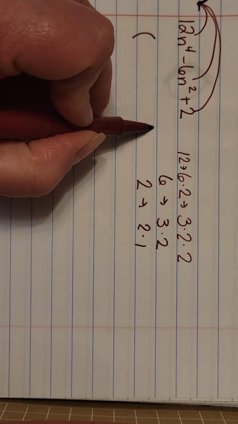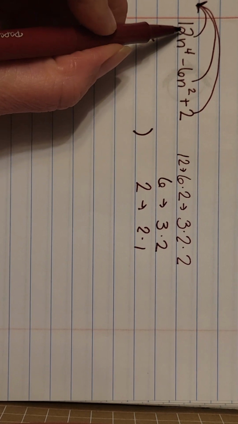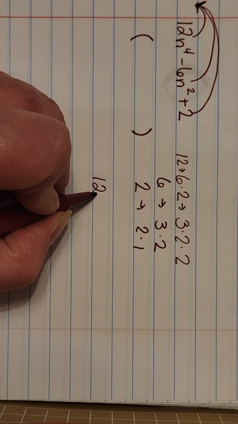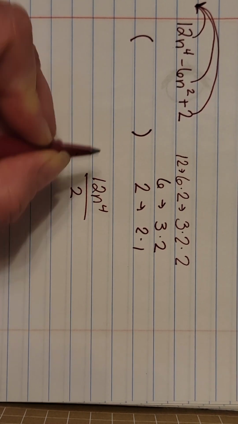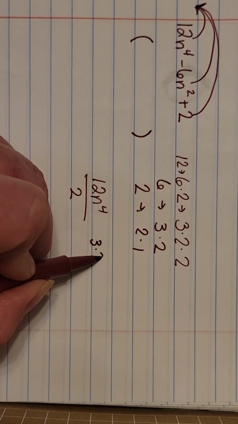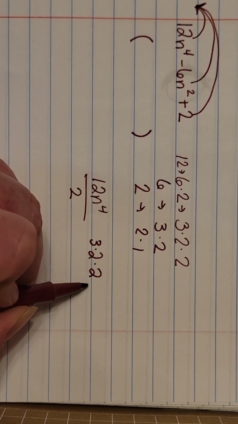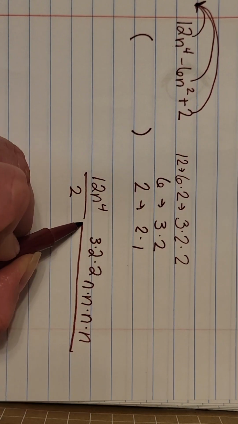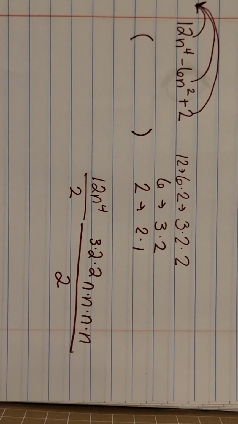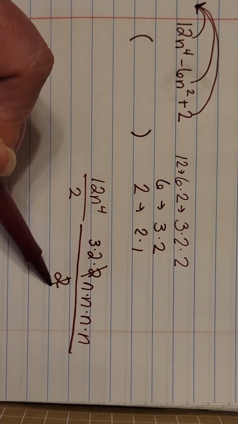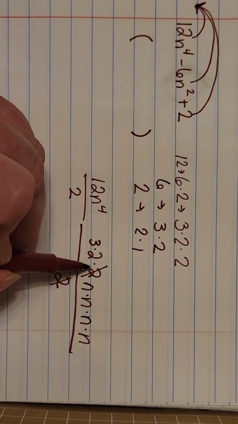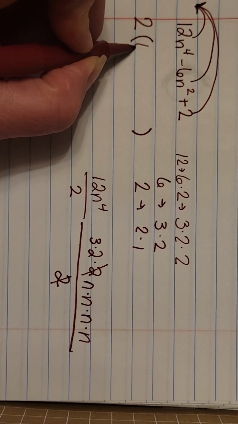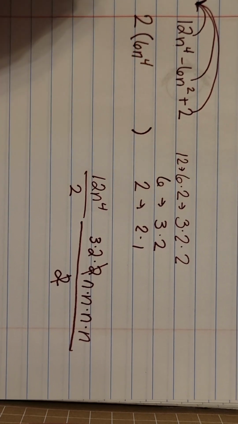So we're going to create our parentheses. And we're going to say, okay, if I took 12n to the 4th and I divided it by 2, 12n to the 4th divided by 2. Remember, 12 is the same as 3 times 2 times 2. And n to the 4th would be 4 n's, right? And we're not going to deal with those n's because we're not dividing out any n's. But I divide by 2. Do you see how one of these 2's cancels out? And so what am I left with? I'm left with 6n to the 4th. So when I pull this 2 outside, I have 6n to the 4th on the inside.